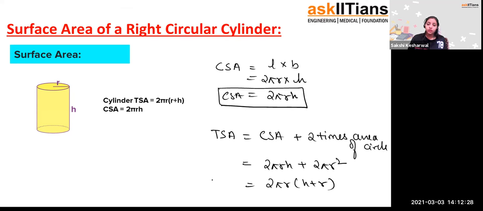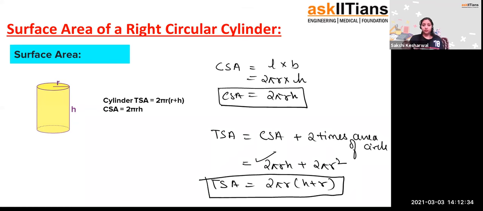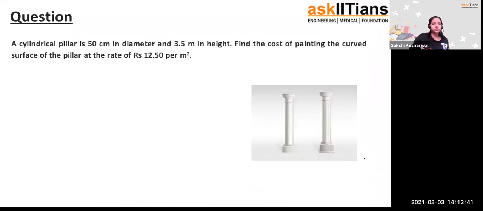This is your formula. If you don't know the formula, it's okay. You can always derive it. If you remember this, that's okay. If you don't remember this, it's okay. But the point is that you should remember this much minimum, right? So now let's do the questions on it.